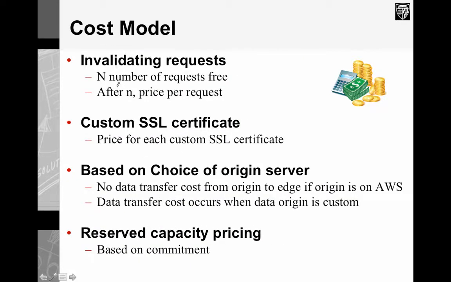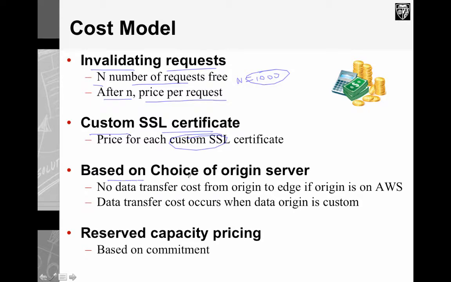There are a few more components to the cost model. There is invalidating requests. It's possible to invalidate the cache. For the first n number of requests to invalidate, it's free. I think n at this particular point is 1,000, but that can change in the future. So after n, you have to pay a price per request for invalidation. There's also custom SSL certificate. If you're going to be using a custom SSL certificate, there's a price for each SSL certificate.